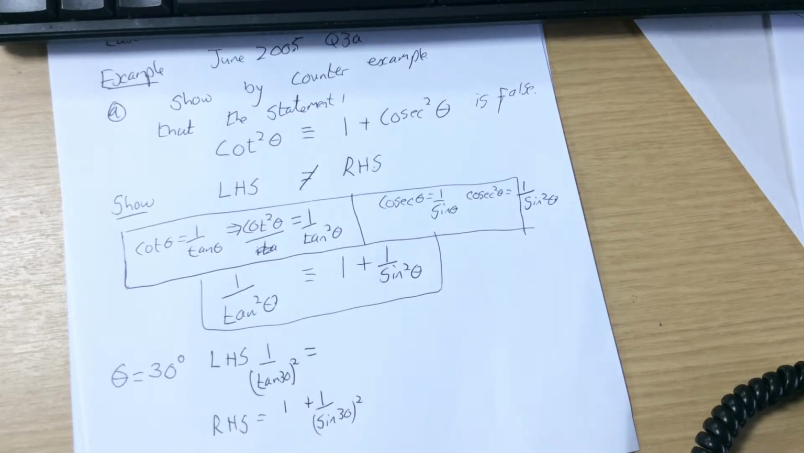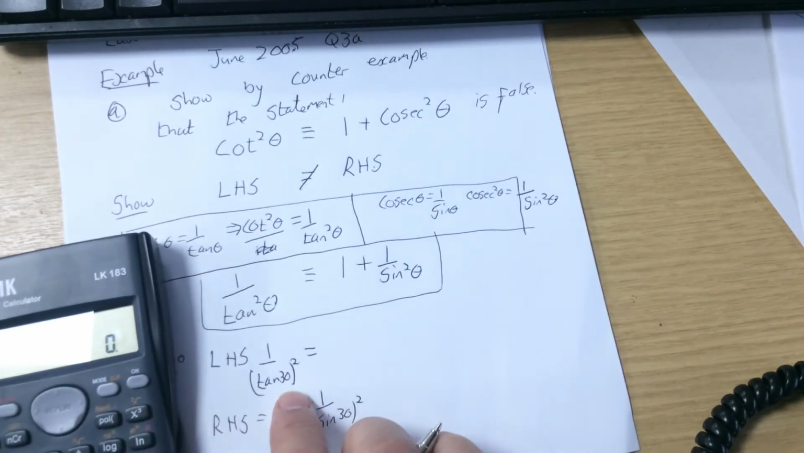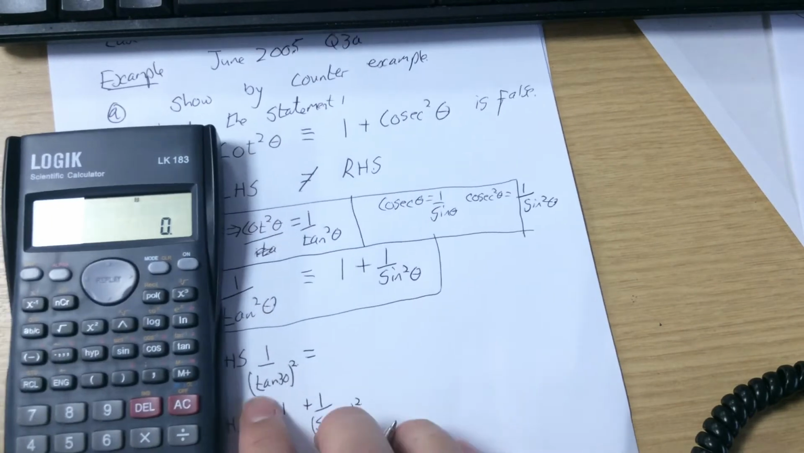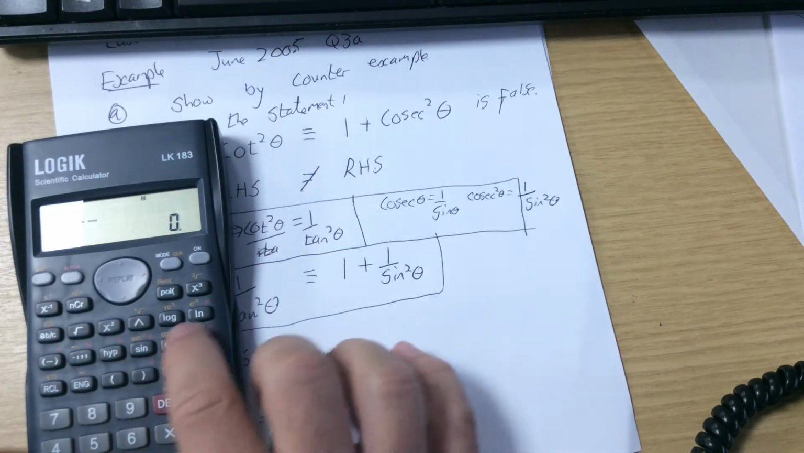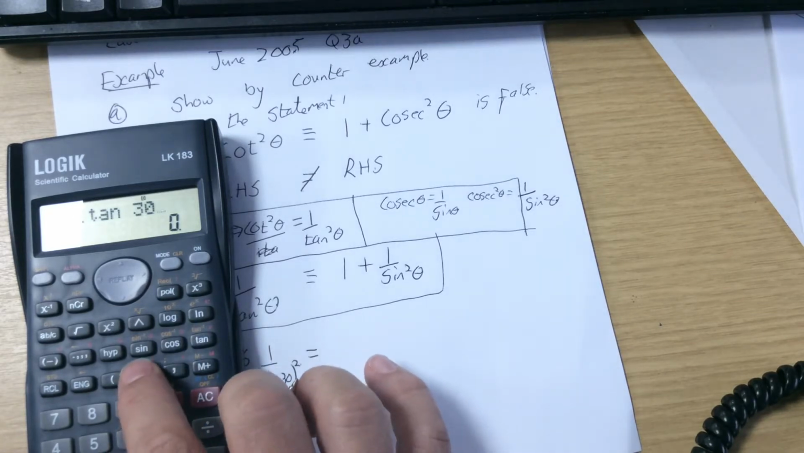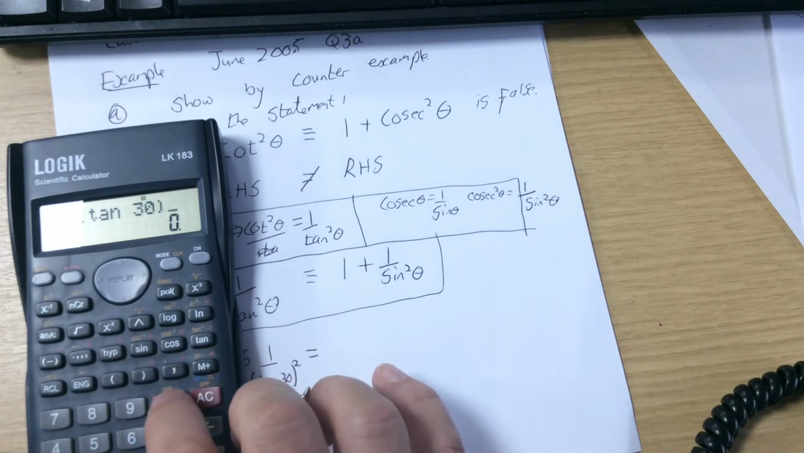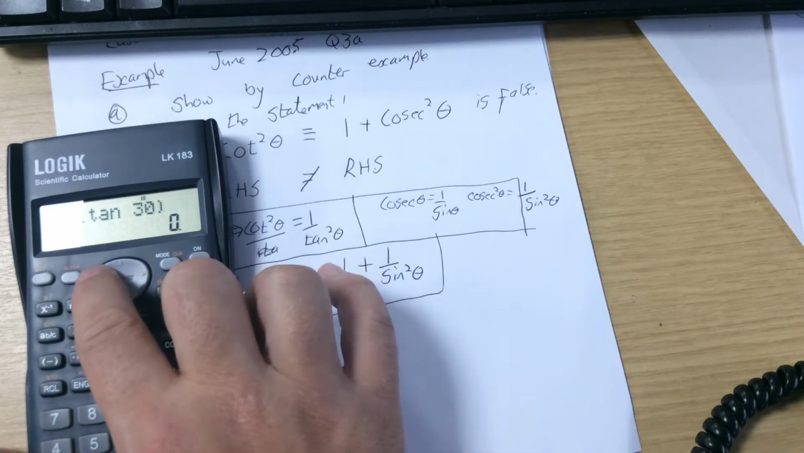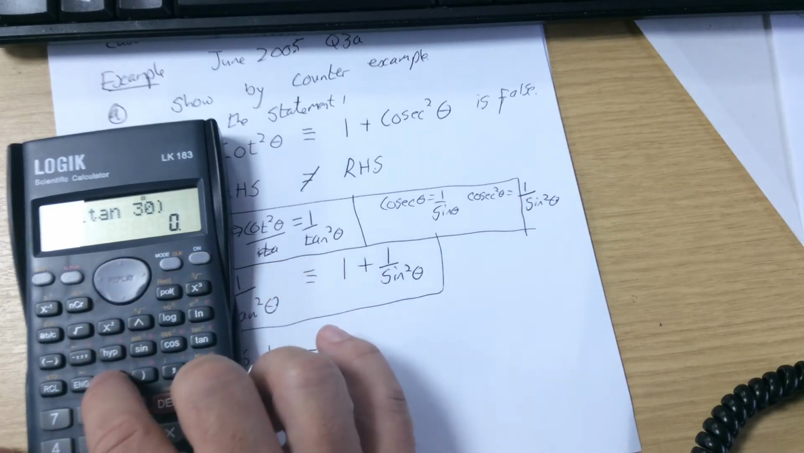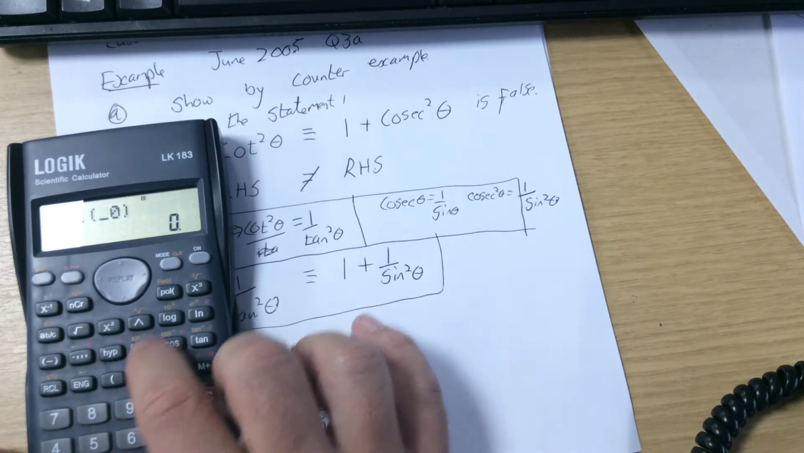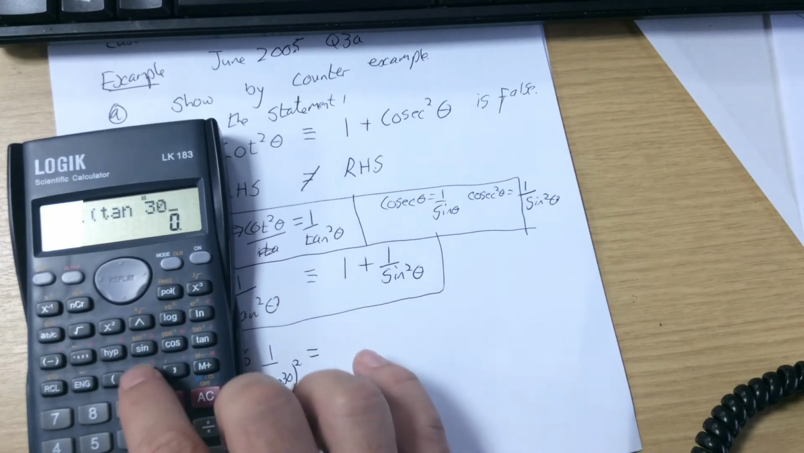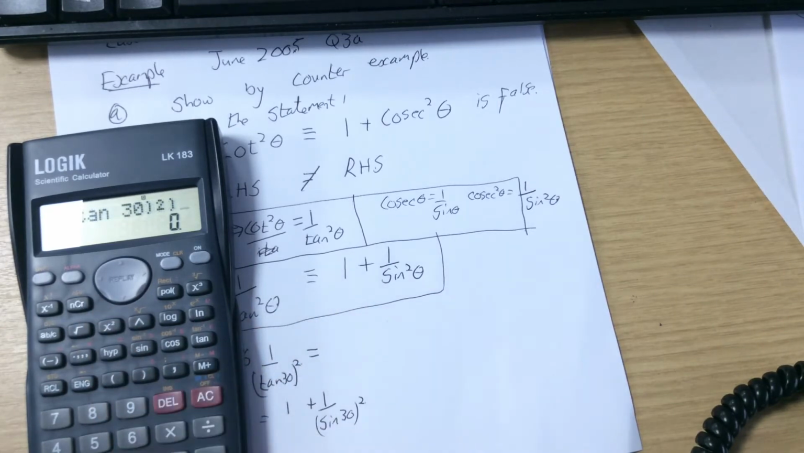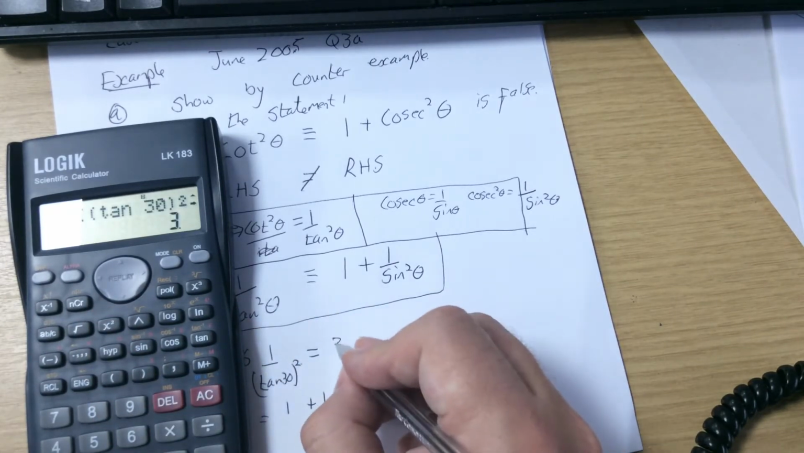Let's have a little look at that one. Let's do the left hand side. So I would do 1 divided by, open bracket, tan of 30. In fact, I would probably put a double bracket round there because I want to do the squared. So double bracket, tan 30, close the tan 30 bit, square that, and then square the whole thing. So for mine, that comes out as 3.